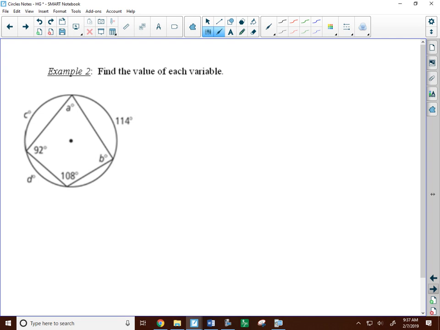This is a good one. So example 2, find the value of the variable. So we're going to find A, B, C, and D. First of all, we do have an inscribed quadrilateral, right? So it's the property from the last theorem. We know opposite angles, such as A, are going to be supplementary with the 108. So I can subtract the 108 from 180 and get 72. And the same for B, subtract 92 from 180 and get 88. You also got to subtract these 3 from 360.